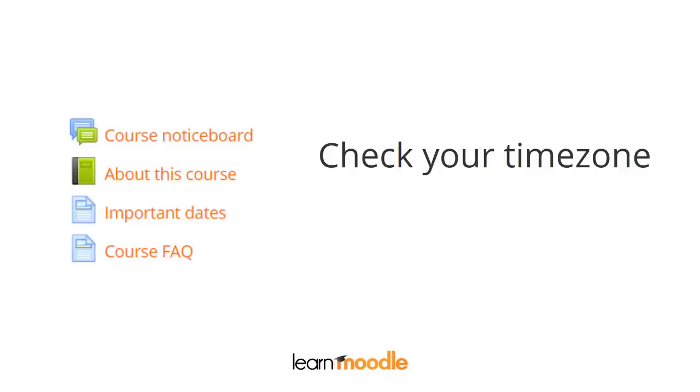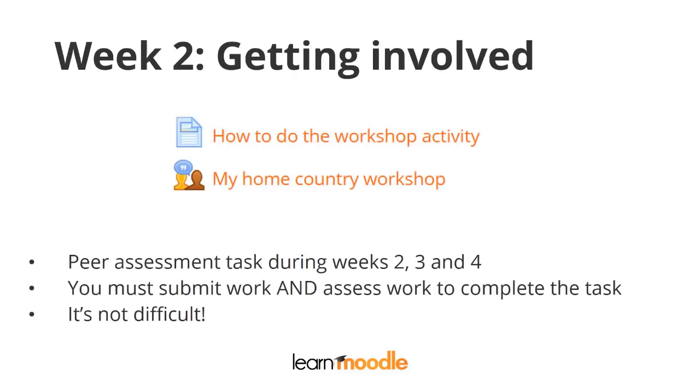Now, for the most part, you can work your way through the weekly activities at your own pace, but please read the course FAQ to see how to display deadlines and session times in your own time zone so you don't miss anything. There is an activity starting in week 2 with deadlines in weeks 3 and 4. It's a peer assessment activity called a workshop. It has several stages and it will only be marked complete at the end of week 4.